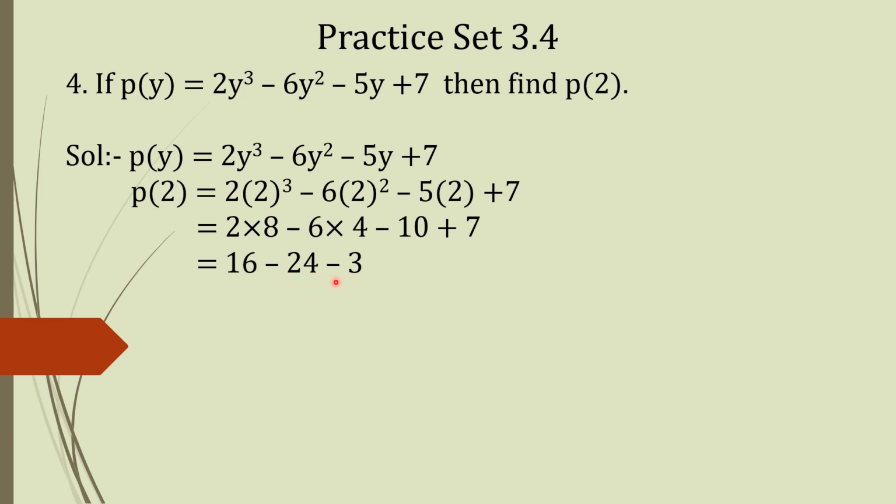Now we will solve this, that is 16 minus 24 minus 3. You can see these two terms have the same sign, so we can solve these first. So it will become 16 minus 27. Now you can solve 16 minus 27, and you will get the answer minus 11. So the value of the polynomial is minus 11 when the variable is replaced by 2. So we'll write the final answer: p of 2 equals minus 11.